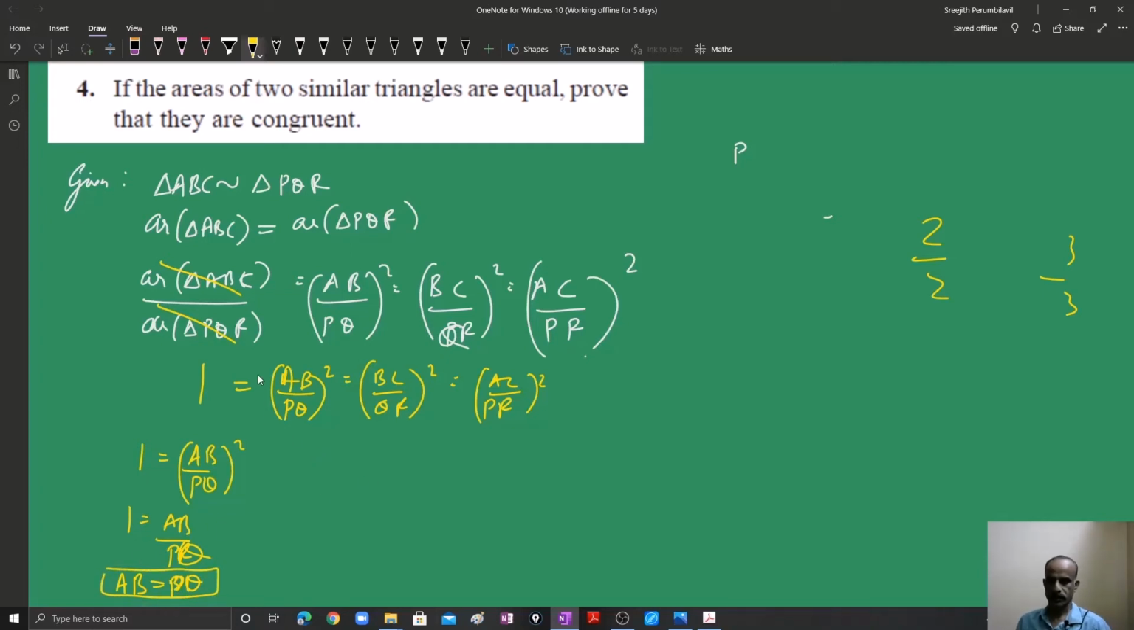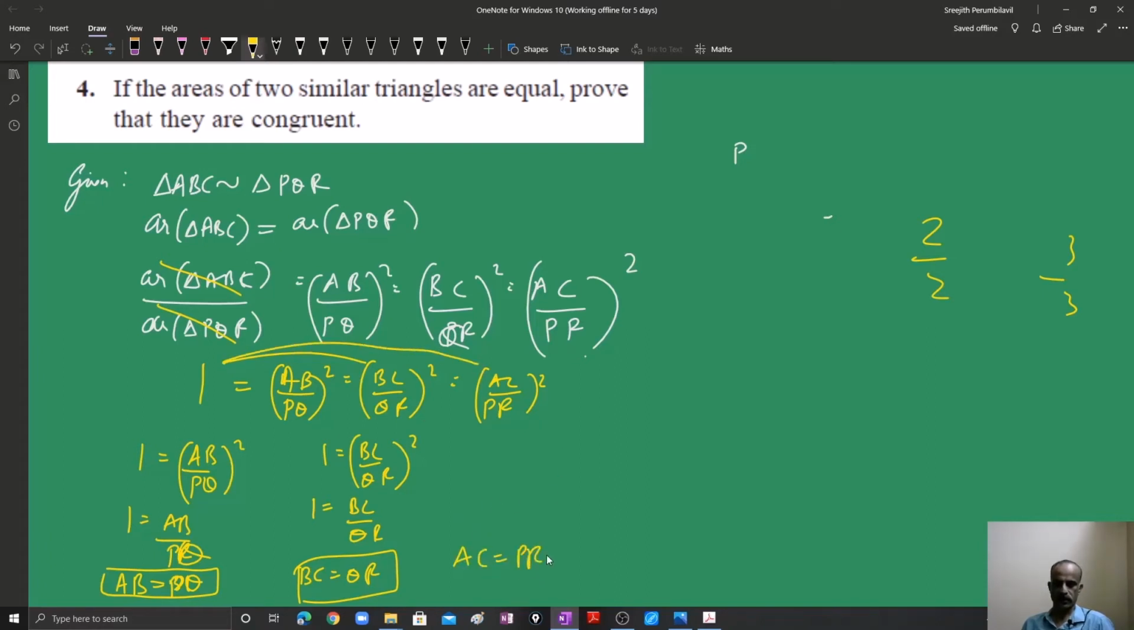Second thing, 1 is equal to (BC/QR)². That means 1 is equal to BC/QR, or BC is equal to QR. Second thing. And similarly, if I combine the first one and the last one, you will get AC is equal to PR.